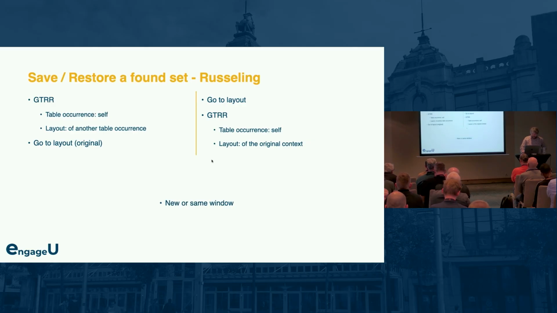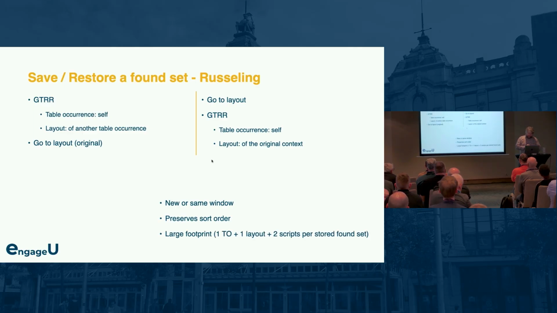And I can go to a new or same window. Of course, as I just said, I cannot open a new window and then do the stuff. But again, GTRR allows me to go to another window. So I could restore the found set in another window. That's something I could do. It preserves the sort order.